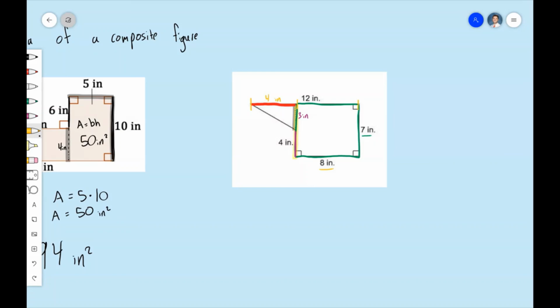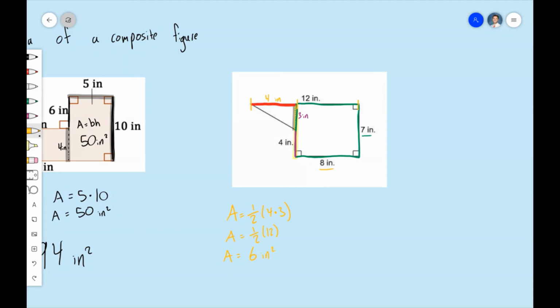So now we have a base of 4 and a height of 3, so we can find the area of our triangle. That's 1/2 times the base times the height. So 1/2 times 4 times 3. That would be 1/2 times 12. So the area of our triangle would be 6 square inches.